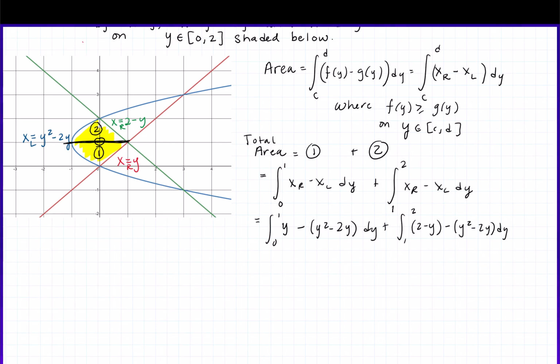Now, this part of the calculation is going to be just a little bit of algebra to simplify, and then application of our basic rules of integration. So I'm going to speed up the video and do that calculation, and let's see what we get here for those two, the sum of those two areas, so the sum of the total.